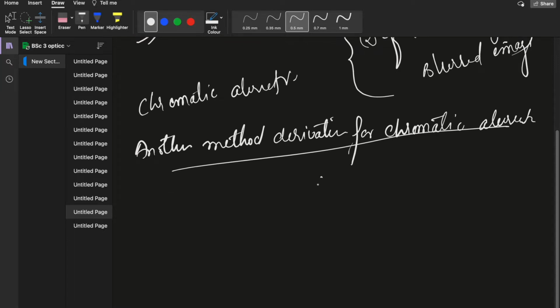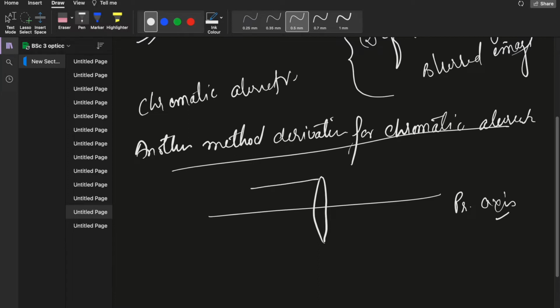As we know, if we have a lens, this is our principal axis, and a bunch of beams are coming. Say this is for the red one, say this is point R, and for the blue or violet one, this is violet. As we can see, this is our chromatic aberration. The difference is called chromatic aberration.